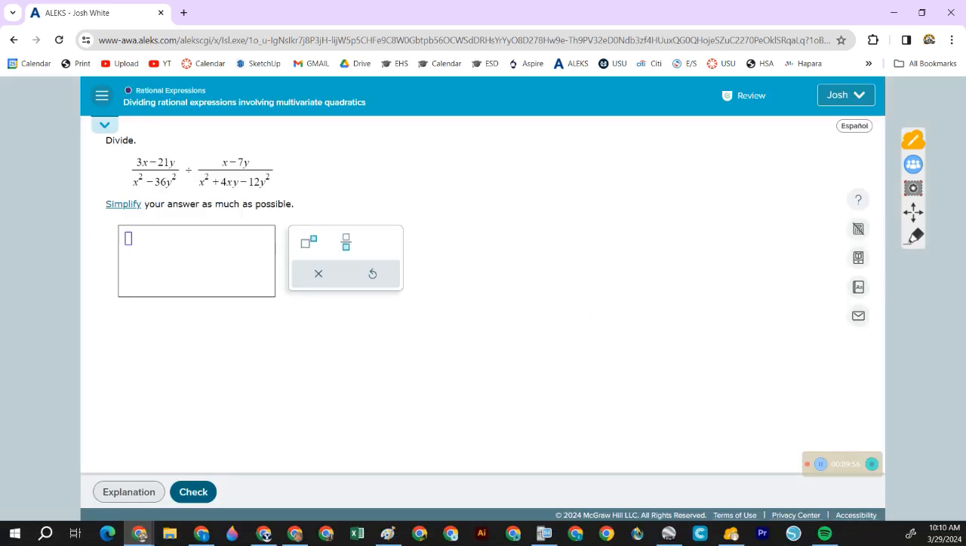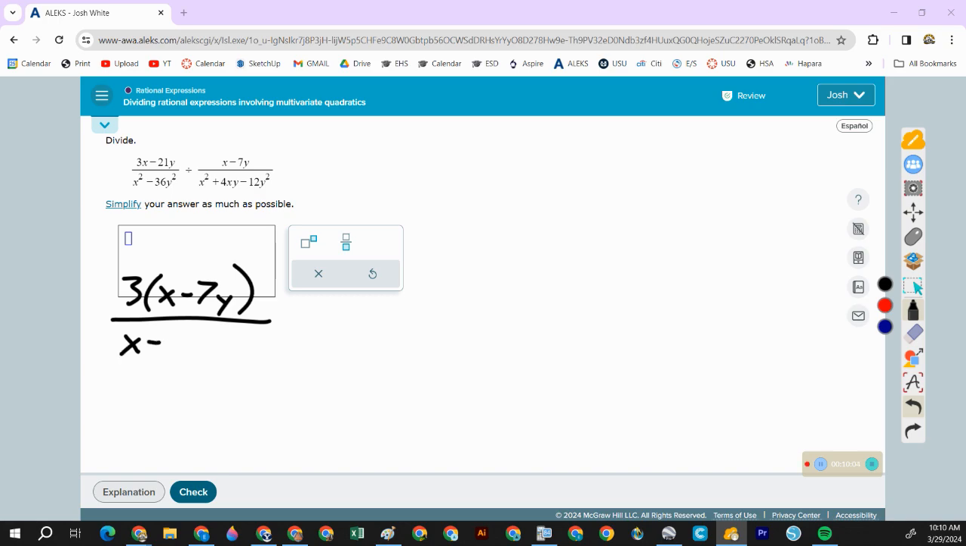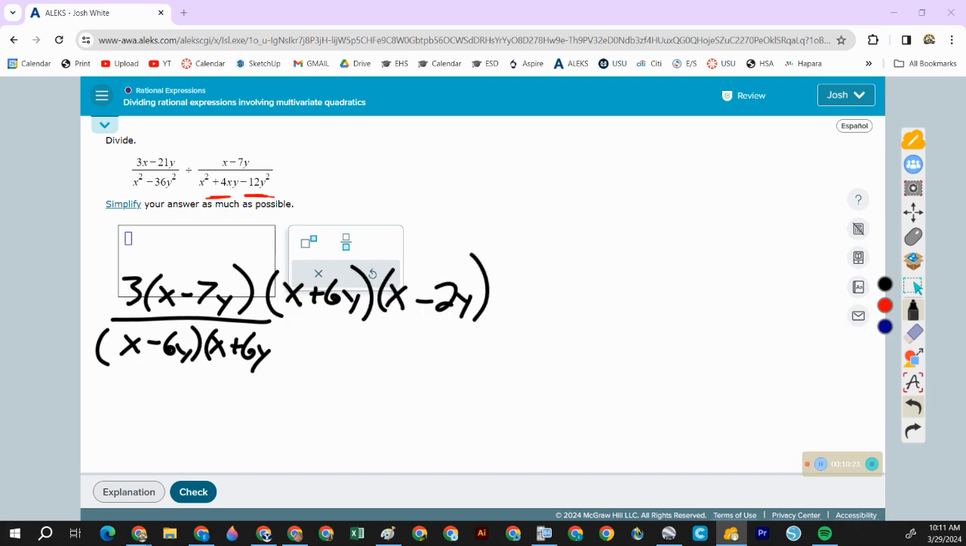All right. This is going to be 3 times x minus 7y over x minus 6y and x plus 6y. Flip the other side upside down. Two numbers that multiply to be negative 12 and add to be 4. That would be x plus 6y times x minus 2y. And then that is over x minus 7y. So those cancel, and that's it.